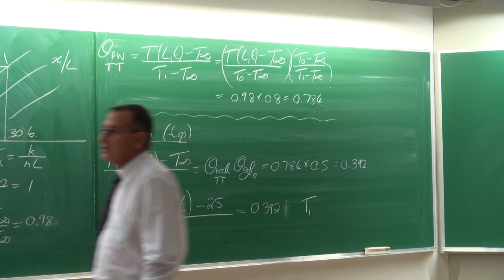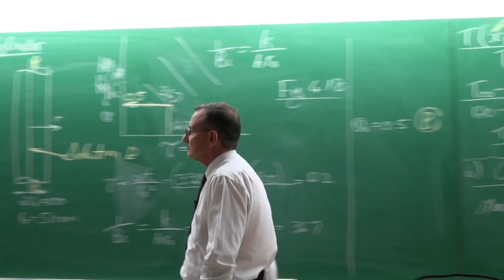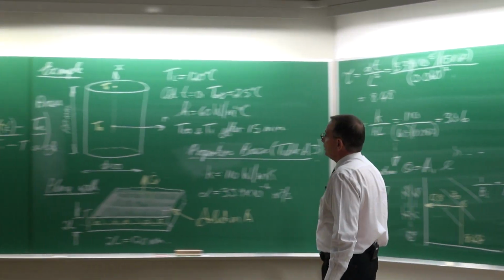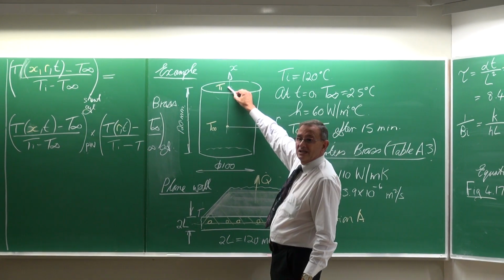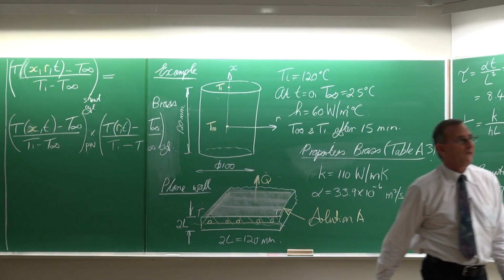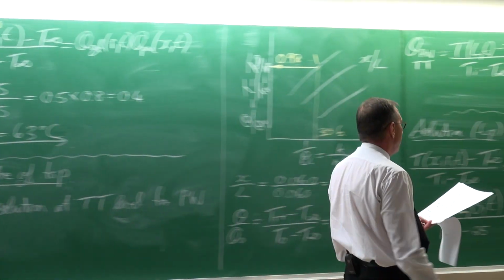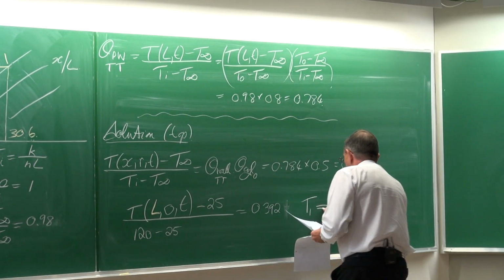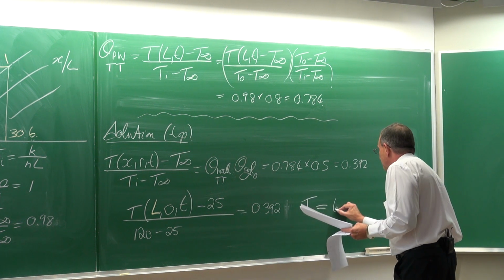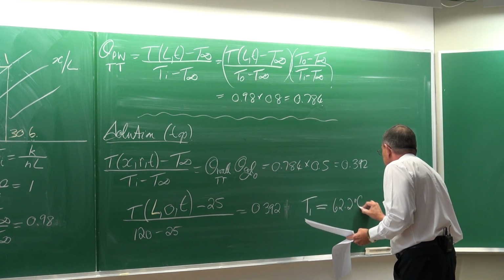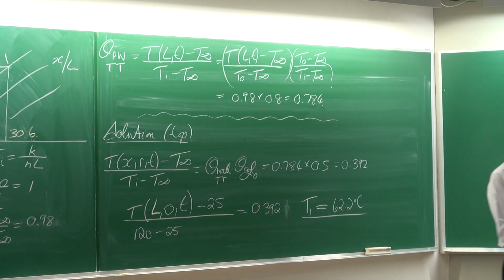Where's point 1 again? Let's just look at the sketch. Point 1 is that one there at the center. You can go and solve it as 62.2 degrees Celsius. Okay?